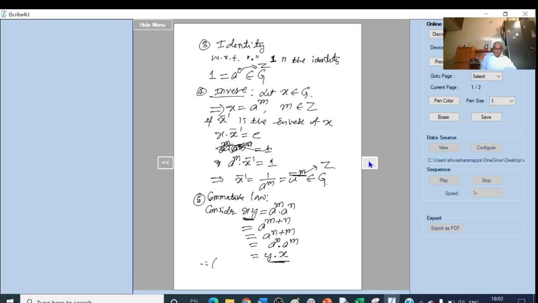So therefore G comma dot, multiplication, is an abelian group. All the 5 axioms are satisfied. Therefore this is an abelian group. Next I will go for the second example.